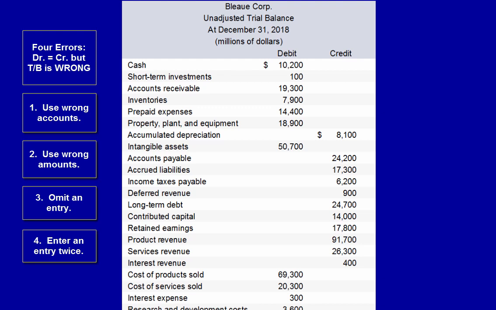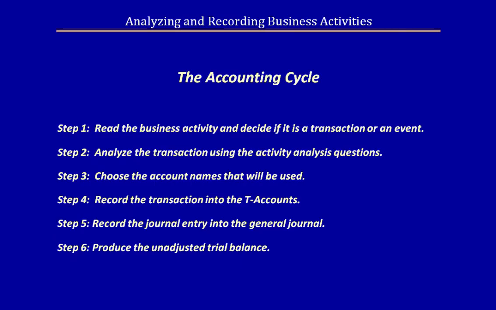Remember, the purpose of the unadjusted trial balance: check debits and credits and simplify the process of recording adjusting entries, but that doesn't mean it's perfect. Let's just reiterate the steps in the accounting cycle. 1. Read the business activity and decide if it is a transaction or an event. 2. Analyze the transaction using the activity analysis questions. 3. Choose the account names that will be used. 4. Record the transaction into the T accounts. 5. Record the journal entry into the general journal. And 6. Produce the unadjusted trial balance.